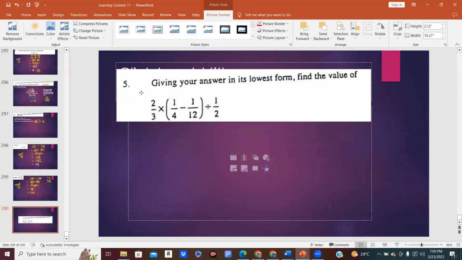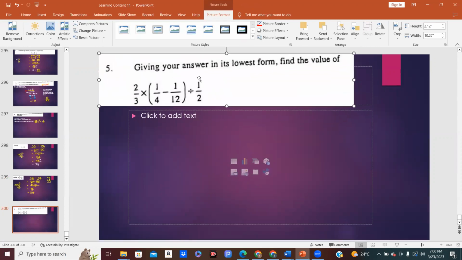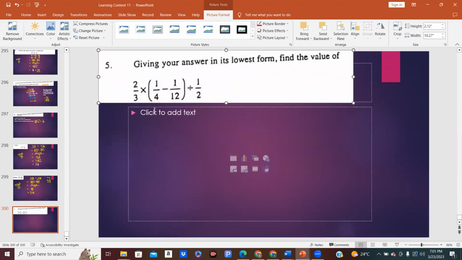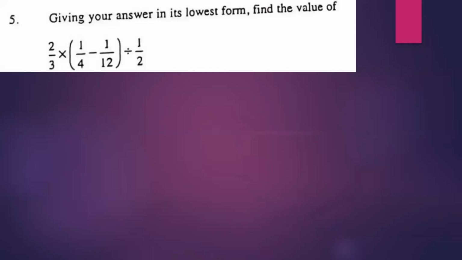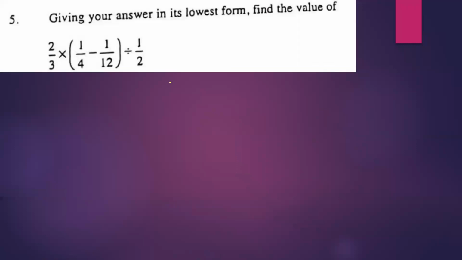All right, let's do this one. So you must find the value of 2 over 3 multiplied by 1 over 4 minus 1 over 12, divided by 1 over 2. So remember, PEMDAS always is the case. We're going to do what first? Parentheses.